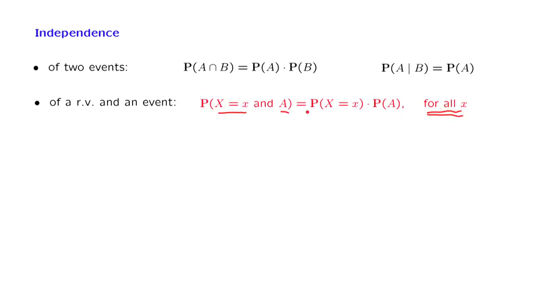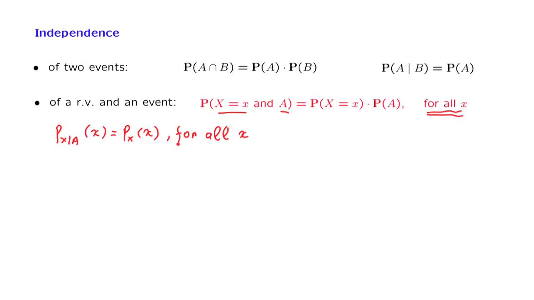Intuitively, if I tell you that A occurred, this is not going to change the distribution of the random variable X. This is one interpretation of what independence means in this context. And this has to be true for all values of little x. That is, when event A occurs, the probability of any particular little x is going to be the same as the original unconditional probability.